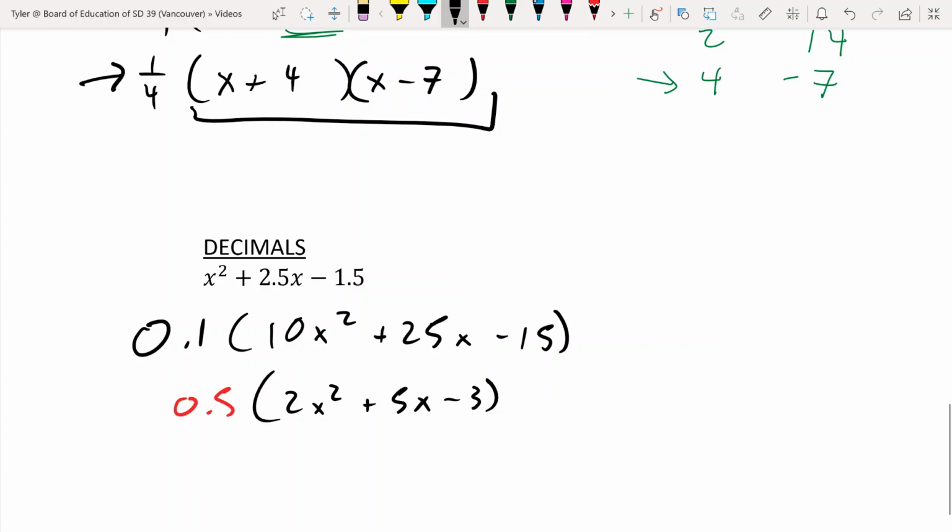Okay? Be very careful. A lot of students will just write the 5 and forget that there was a 0.1 originally. Don't do that. Okay? The coefficients get multiplied together. So now we have a difficult trinomial. Let's do it the way we normally do it.